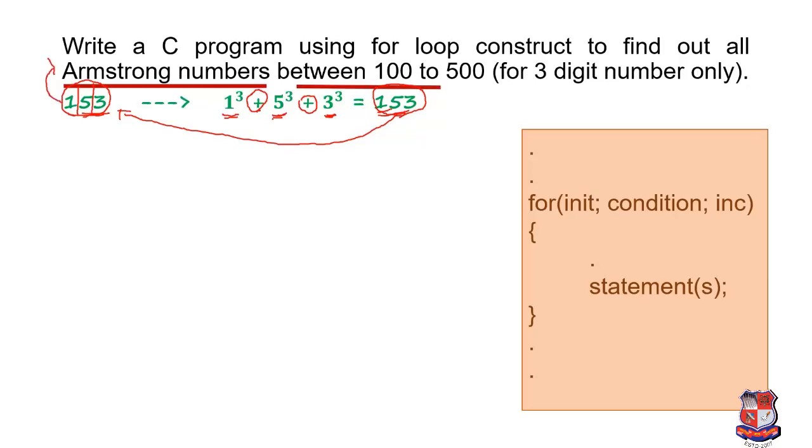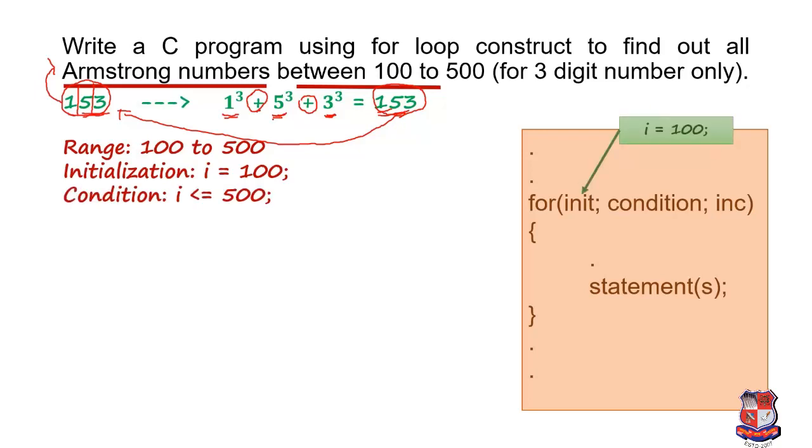What will be the next thing? They are giving us a range between 100 to 500. So we'll start first with the range. Our initial value of the control variable will be i equal to 100, and we will have a condition i less than or equal to 500. So likewise we are mentioning the initial value and condition. Now next we have to create the body of the loop.